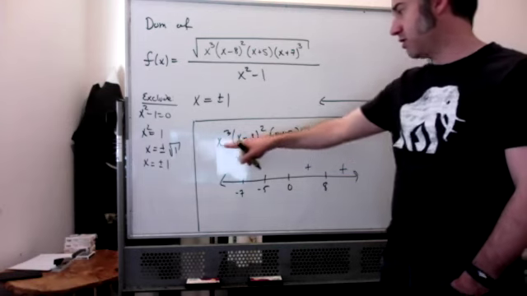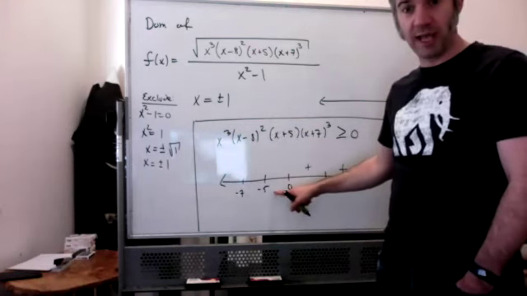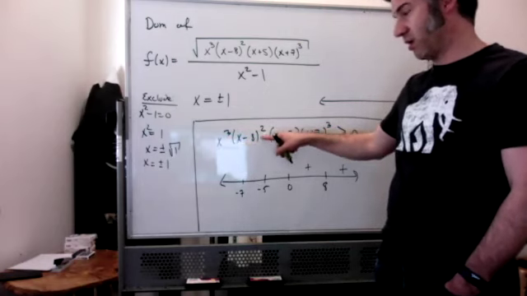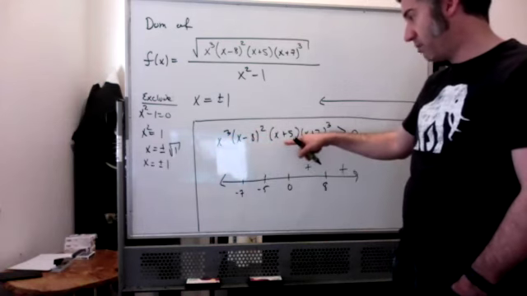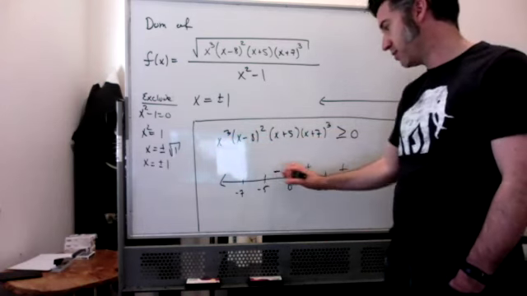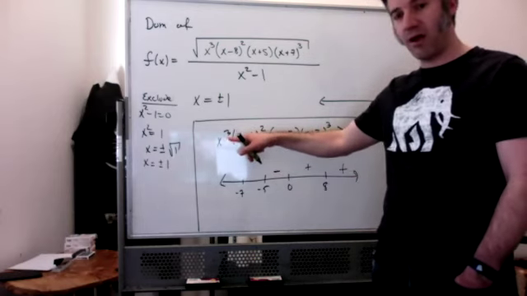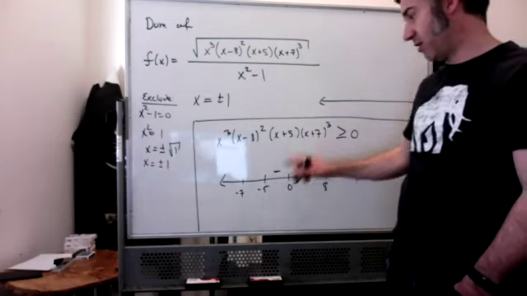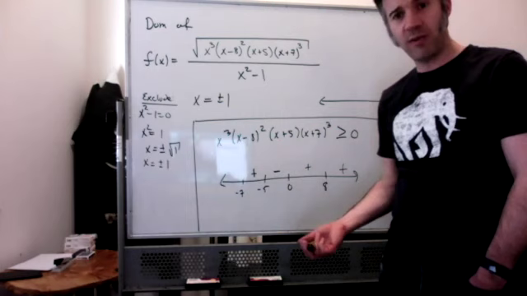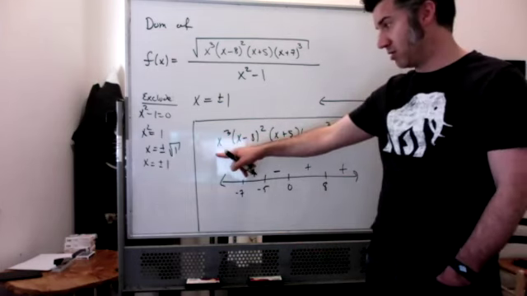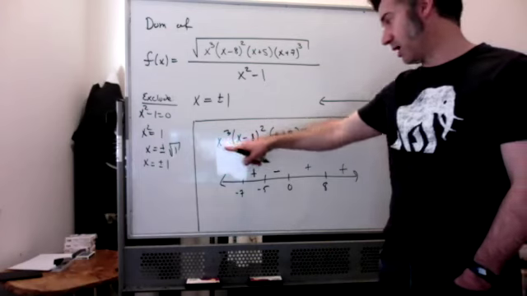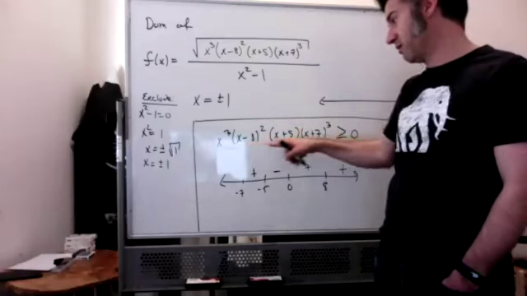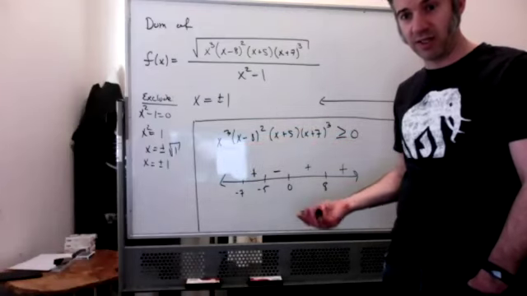Then for the region left of 0, we can pick a number like -1. -1 cubed is still negative. -1 minus 8 squared is always going to be positive. So negative, positive, positive, positive. Or 0 came from a factor with an odd power, so the sign changed. -5 comes from x plus 5 with an odd power, so the sign also changes. You could also pick a point like -6. -6 cubed is negative. -6 minus 8 squared is positive. -6 plus 5 is negative. -6 plus 7 is positive. So negative, positive, negative, positive gives a positive overall because it's two negatives.